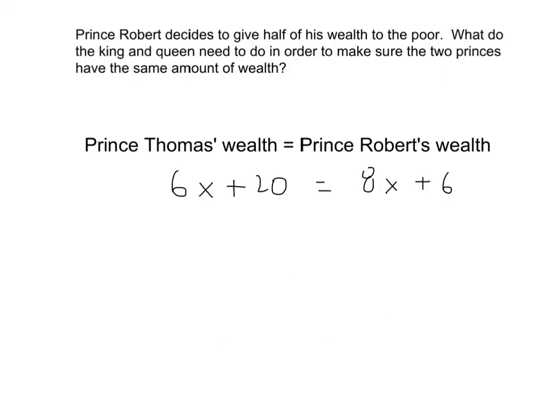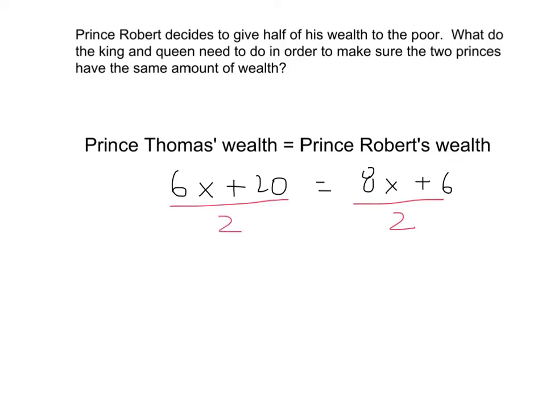Last part of our story. Prince Robert decides to give half of his wealth to the poor. What do the king and queen need to do in order to make sure the 2 princes have the same amount of wealth? So Prince Robert is going to give half of his wealth to the poor. In other words, his wealth is going to be cut in half, or divided by 2. So we would need to divide his wealth by 2. Well, in order to keep these 2 princes to have the same amount of wealth, what do we have to do to the other side of our equation? Well, Prince Thomas is also going to have to divide his wealth by 2.